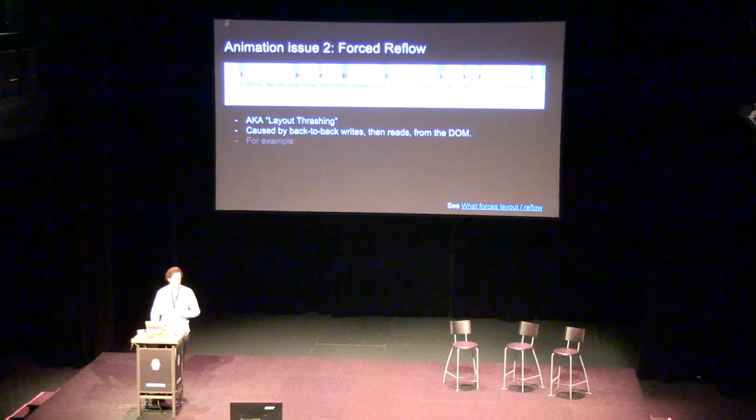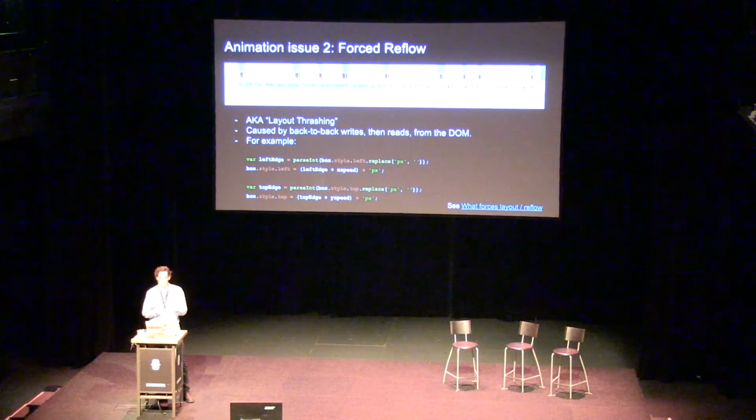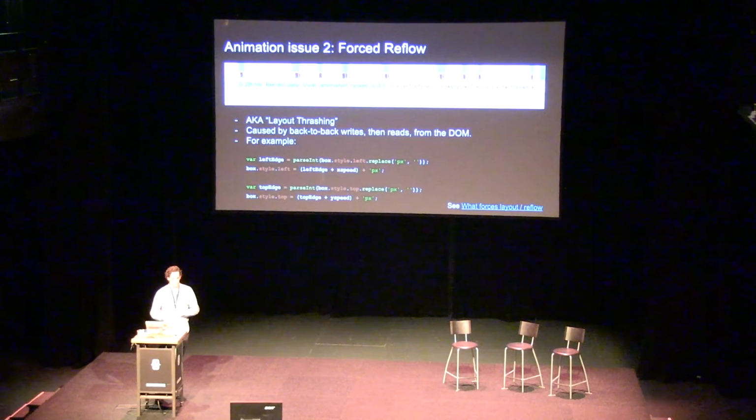What I mean by this, in a quick example, is that if I were to read something from the DOM, for example, I have my box document element, document object model, and I'm actually querying the style, the left property on that style. I do that, and then I write to the left property. Once I've done that, that's actually fine, but it's the following read. In this case, I'm now reading the top edge.